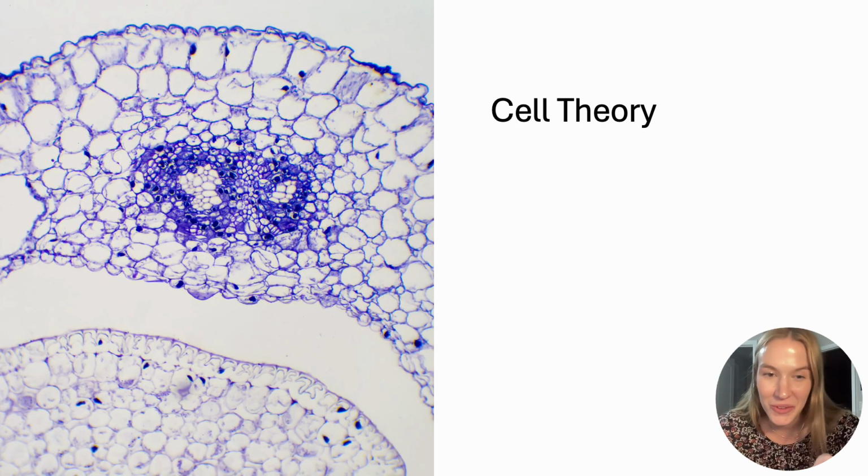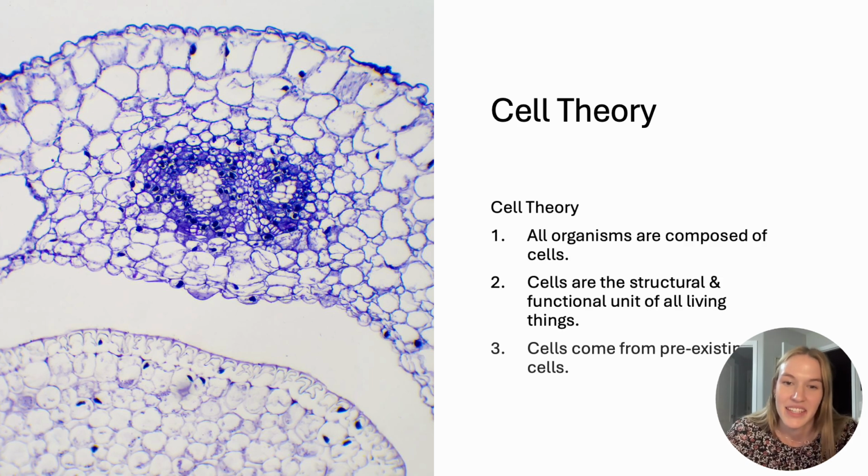So in a unit called the cell, you can imagine it's very important that we're able to define what a cell is. And one way that we define a cell is through cell theory. So this is 3 parts. Yes, you have to memorize all of them. They're all sort of related, so it's not too difficult.